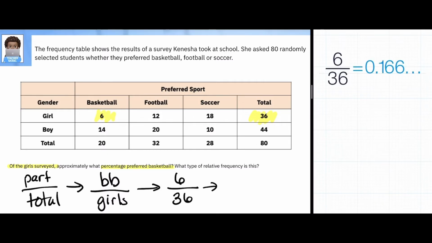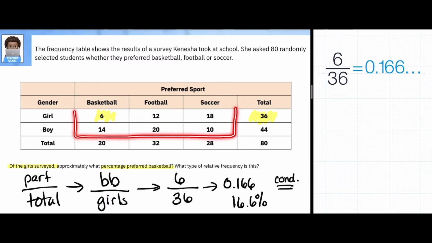Which gives me 0.166, which is the same as 16.6%. So what kind of frequency is this? This one will be conditional. And why? Because I'm looking at a part from within here. So I want to know a part of this out of all the girls. Let's go to the next one.